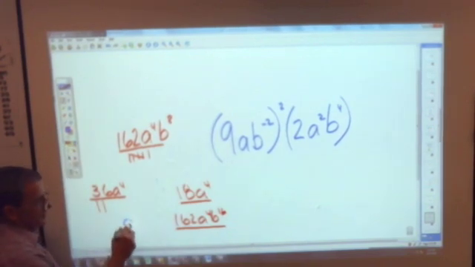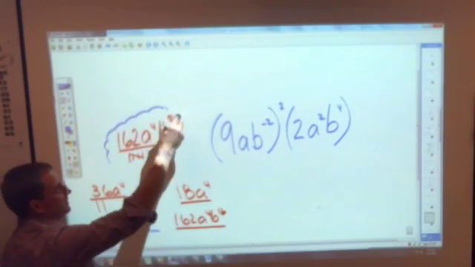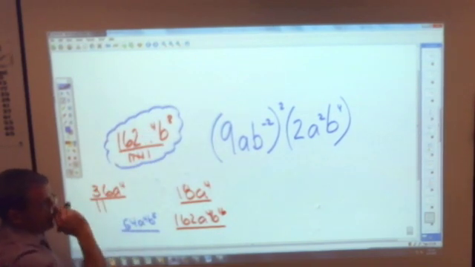54, A to the 4th, B to the 5th. Anybody? So far, right now, people are saying maybe this is the answer. Let's try and see what happens here.